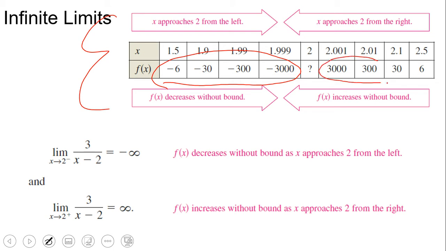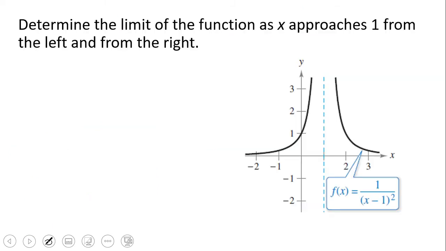From the right-handed approach, they're getting larger and larger and larger as they get closer to 2. So that would be your positive infinity. And then this is just a summary of what it is we found. The limit as you approach 2 from the left is negative infinity, and the limit as you approach 2 from the right is positive infinity. So if you thought that was easy, good, it is, but let's try a couple others just to be sure.